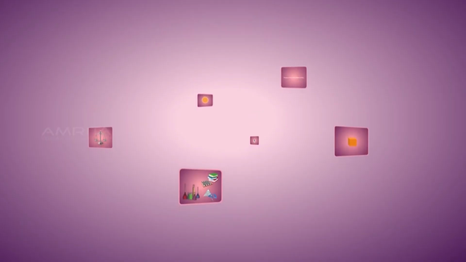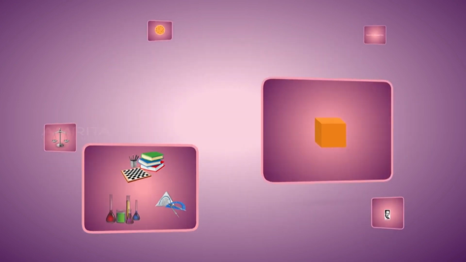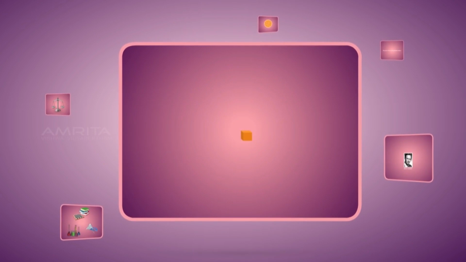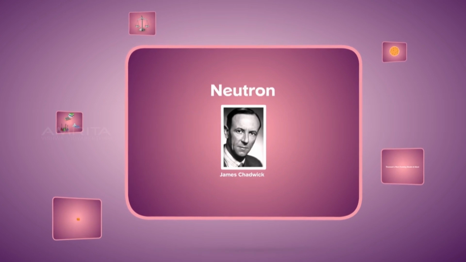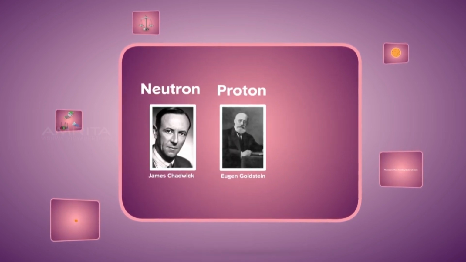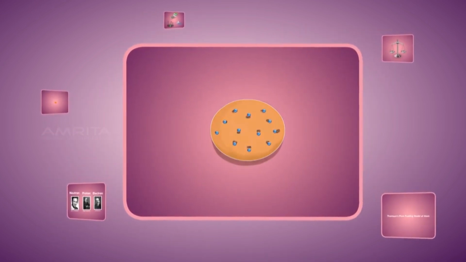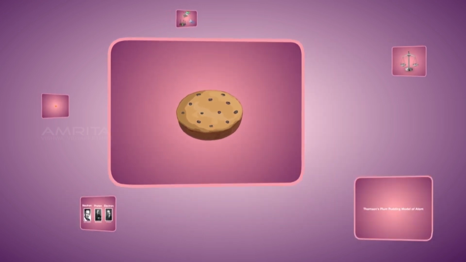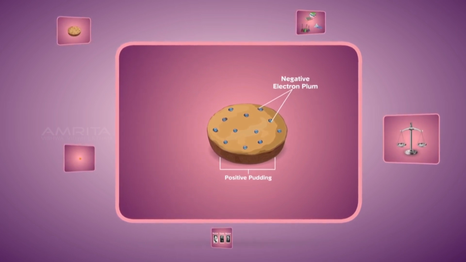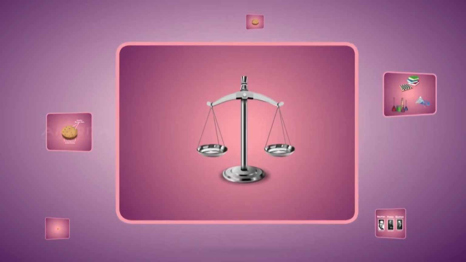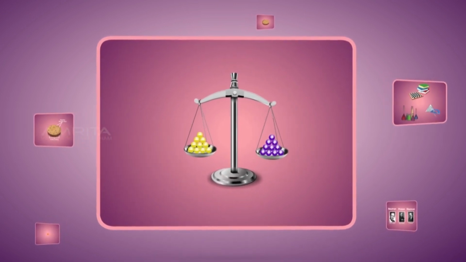Things to remember. Atoms are the basis of chemistry and of everything in the universe. Democritus described atom as that which cannot be cut up further. James Chadwick discovered neutron, Eugen Goldstein discovered proton, and J.J. Thomson discovered electron. The model of an atom proposed by Thomson is similar to a Christmas pudding. In this model, electrons are arranged in a sphere of positive charge like plum in a spherical Christmas pudding. The negative and positive charges are equal in magnitude, so atom as a whole is electrically neutral.